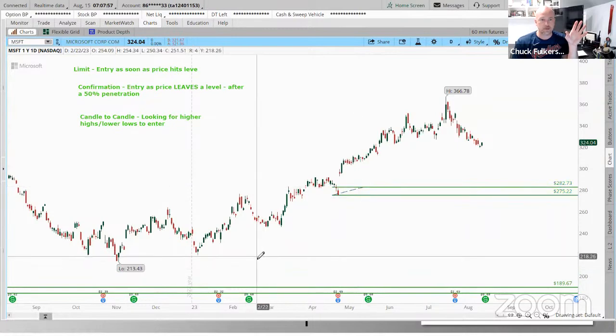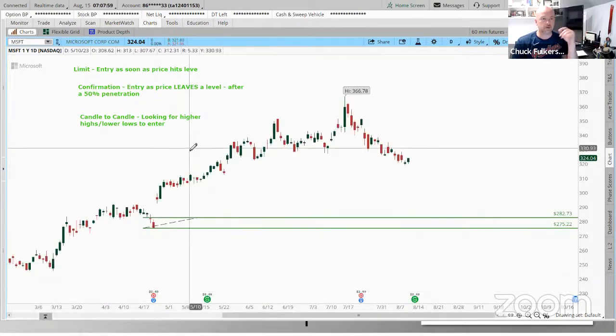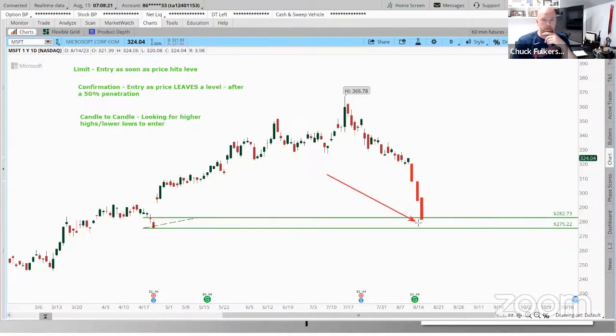So if I were to do a limit entry on a position like this, what I'm essentially saying is that my belief is that price is going to drop into this region, right? In some way price is going to drop into this region. And as it drops into this region, my entry is going to be as soon as we touch the top of this level, okay? Now, that's a limit entry.